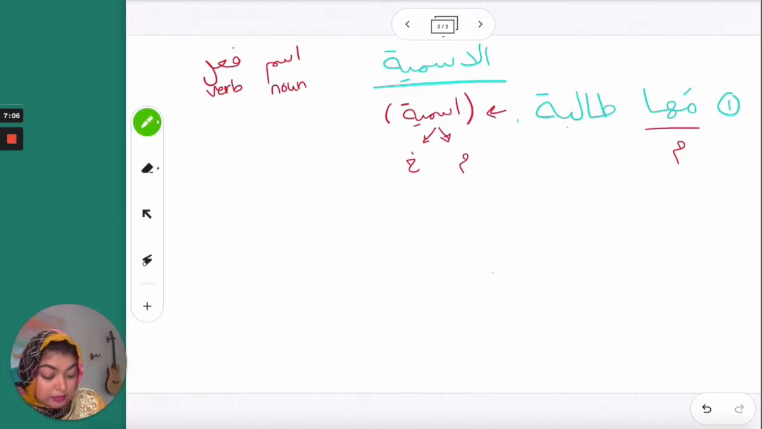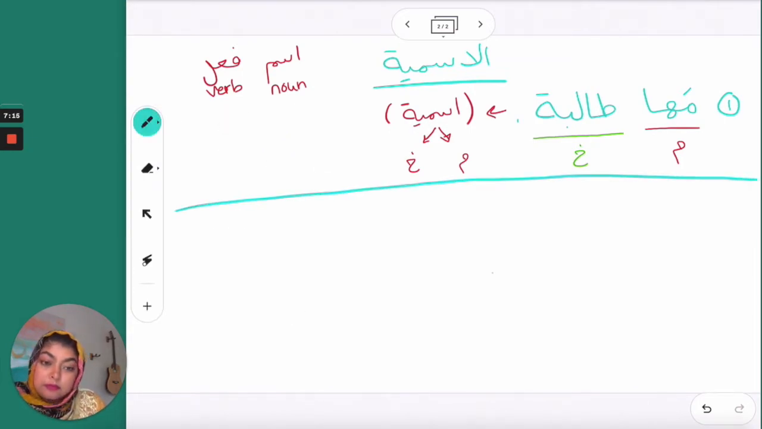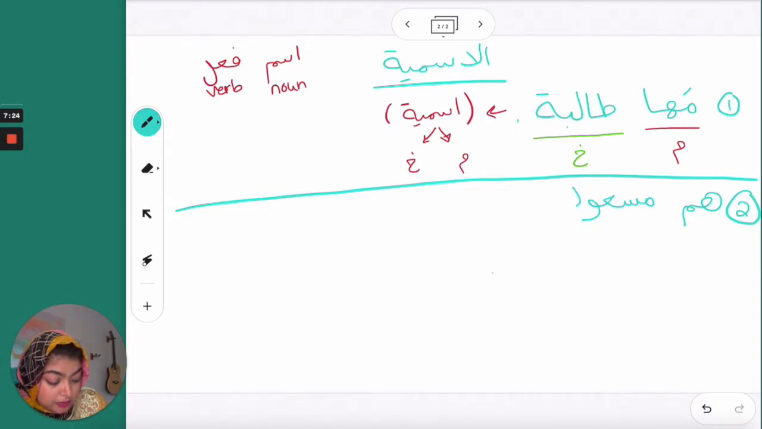أنها طالبة. So this right here, we call it khabar, because that's the information that you're telling me about Maha. And this is easy because it's only 2 words. I'll give you another one. That's also 2 words, so it's pretty easy.